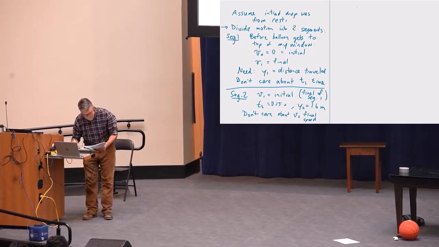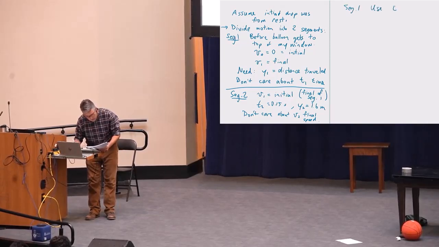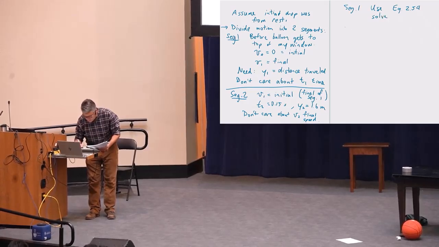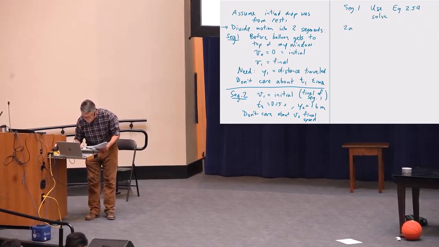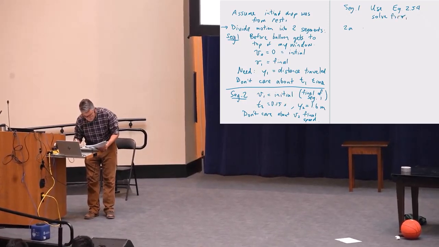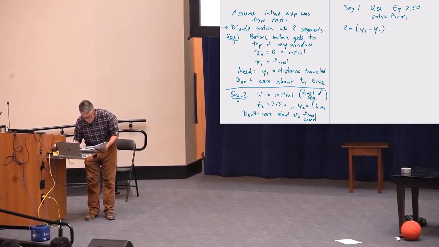So, we can just try to solve that. For segment 1, since we don't care about the time, we can use equation 2.54. We'll solve for v1: 2 times a times (y1 minus y0) is equal to v1 squared minus v0 squared.